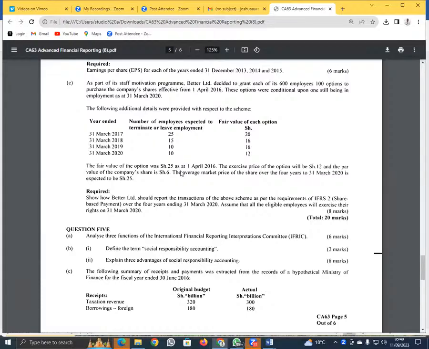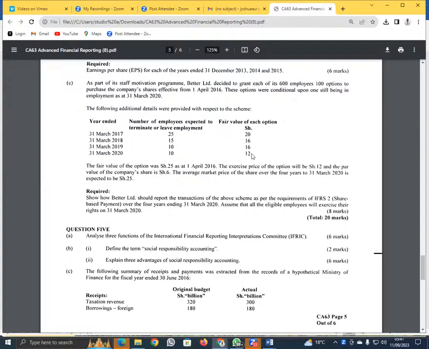So they're giving you a lot of numbers there to confuse you. But what I need to know is what type of share-based payment this is. Is it cash settled or equity settled? If I'm told that these employees will be given shares, or share options, at the end of the day, then I know that this is equity settled. And if it's equity settled, then I will stick with the fair value as at the grant date.